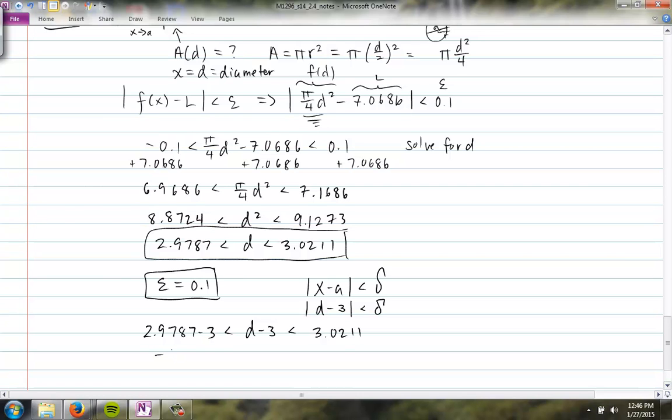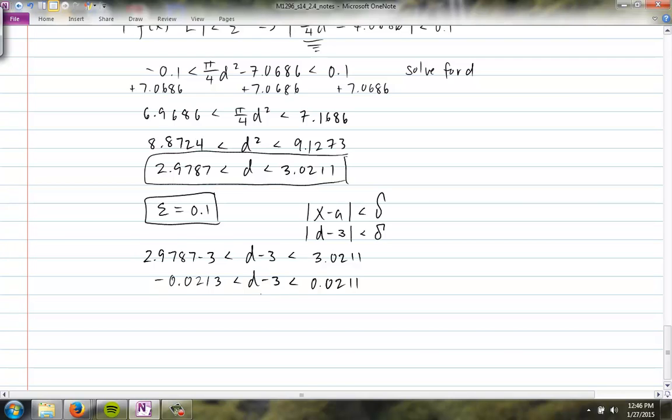And what do we get? We get negative 0.0213, and we get 0.0211. So now, if this was a linear function, we could repackage this up, and the d minus 3 is less than 1 delta. And this is if it was linear. But it's not in this case. We had that squared action going on around the d. That's what made it not linear.